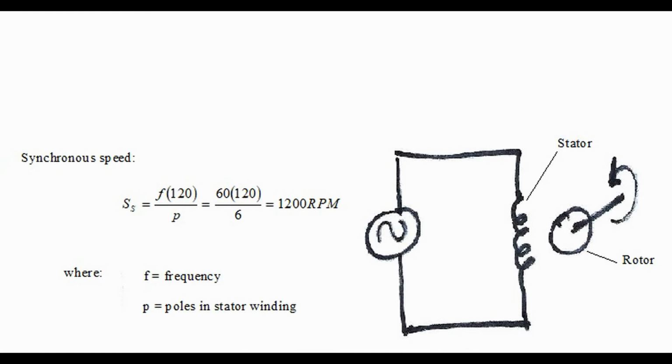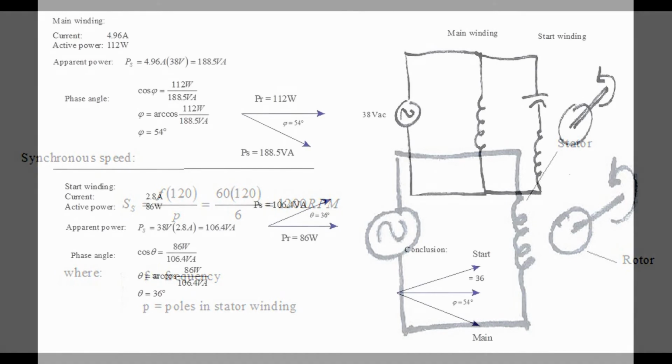When dealing with AC motors, we no longer say field and armature. Instead, we say stator and rotor. The speed of an AC motor is determined by the frequency of the line voltage and the number of poles in the stator windings. If the frequency of the AC voltage is 60 Hz and the stator has 6 poles in the windings, then the speed is 1,200 revolutions per minute.